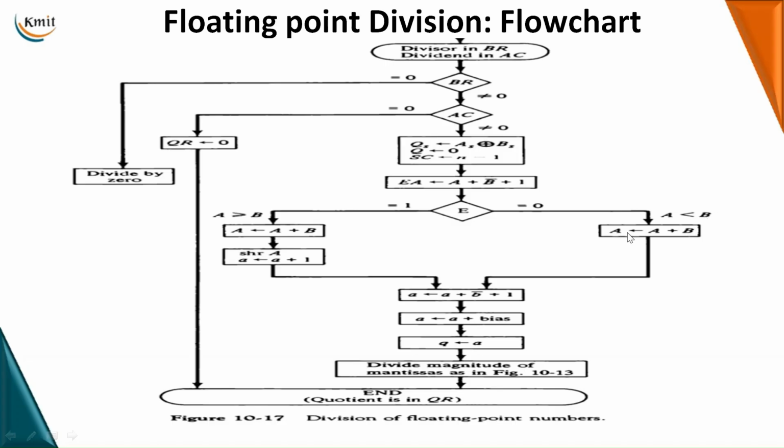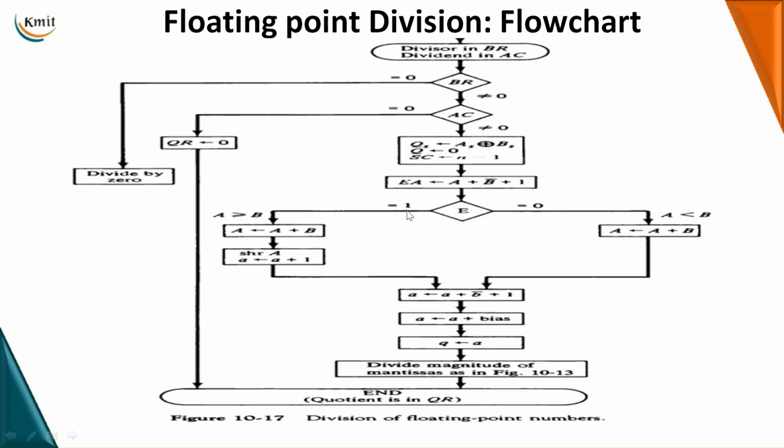In this case, you are just restoring the value. You subtracted B to check if there is an overflow, so you have to restore the original value of A. For that, you add the divisor back to A, so you get your actual dividend stored in A, because you have to continue with dividing the mantissa part. So A should contain the actual value of the dividend, and for that you restore the value back into the A register.